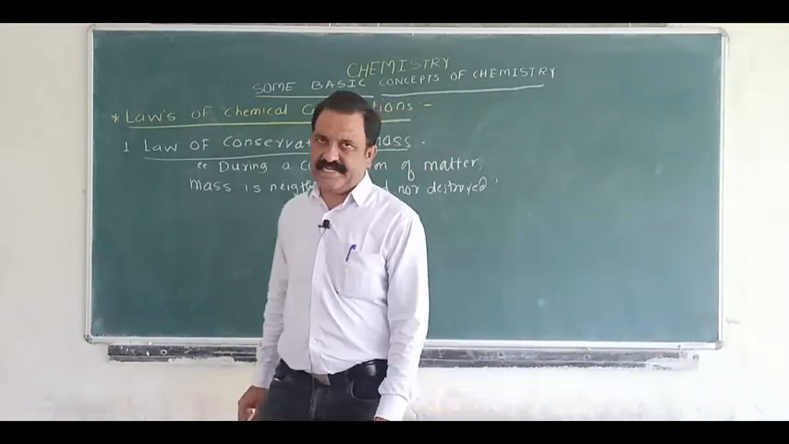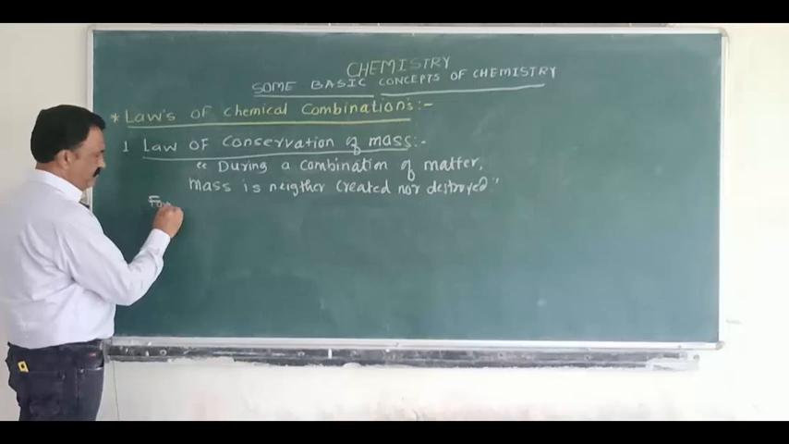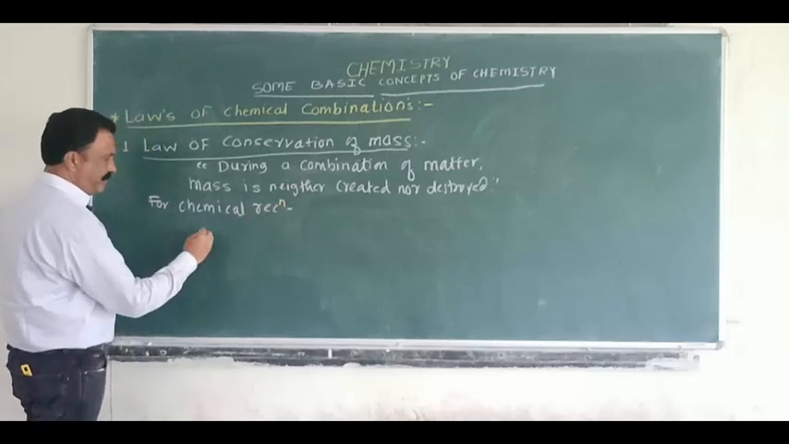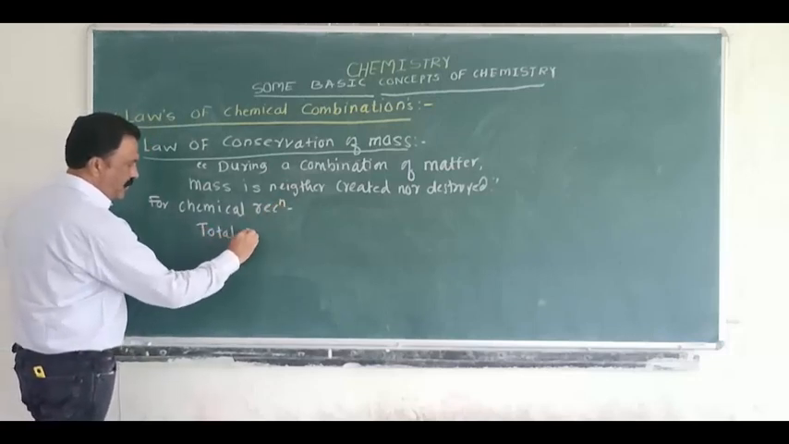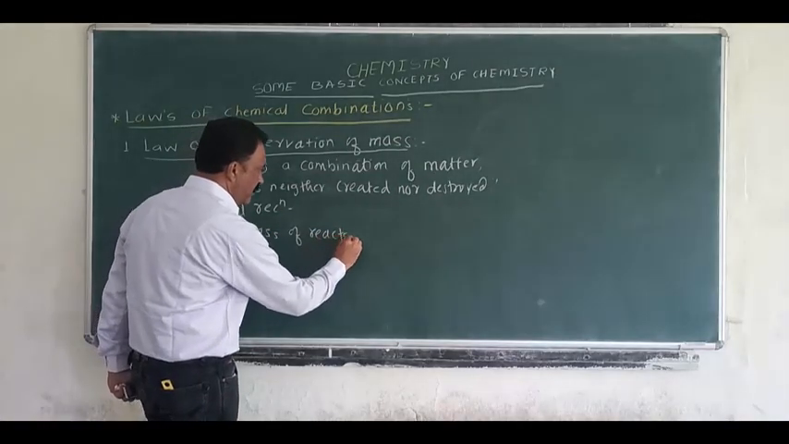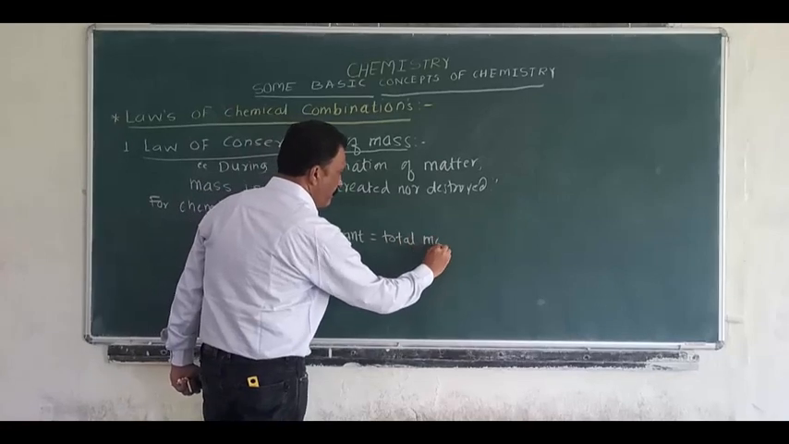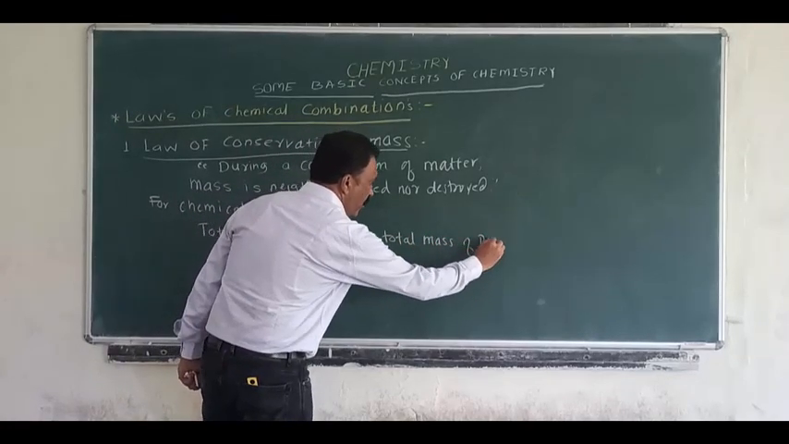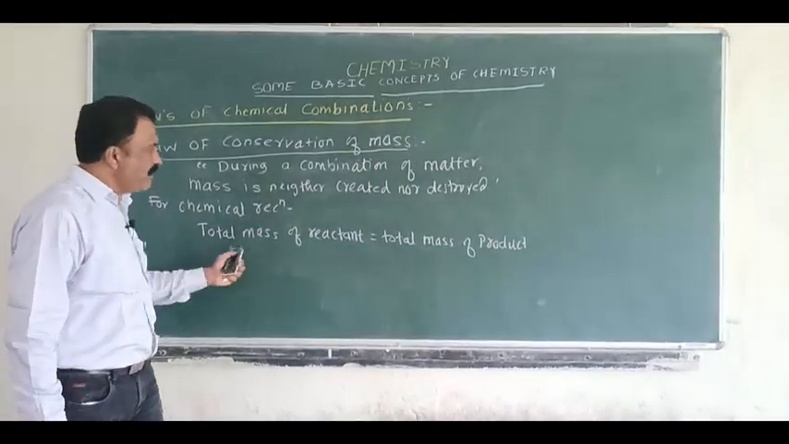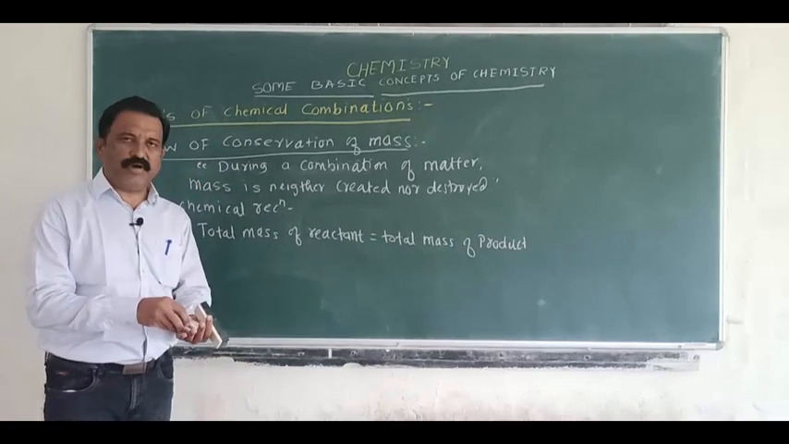Hence, mathematically, we can say that for a chemical reaction, the total mass of the reactants is equal to the total mass of the products. During any chemical reaction, the total mass of reactants is always equal to the total mass of products.